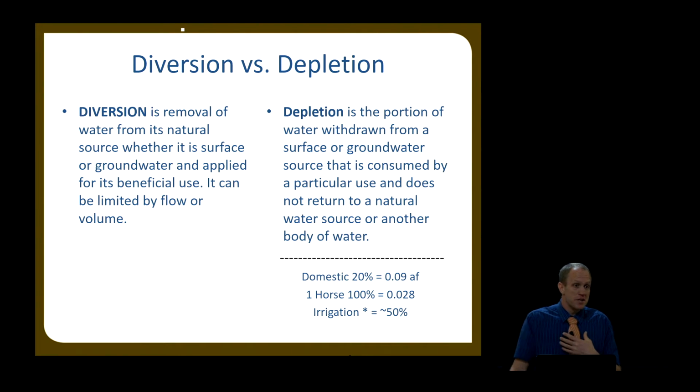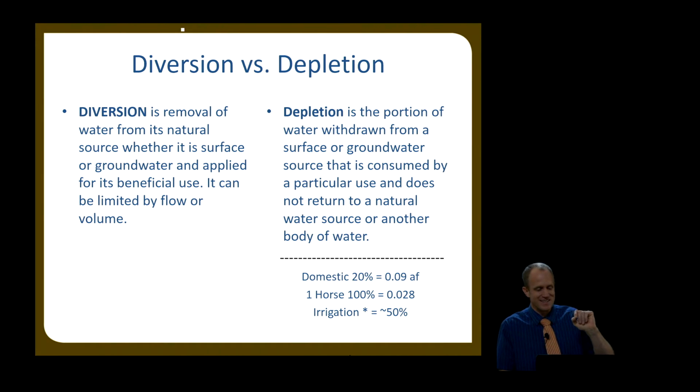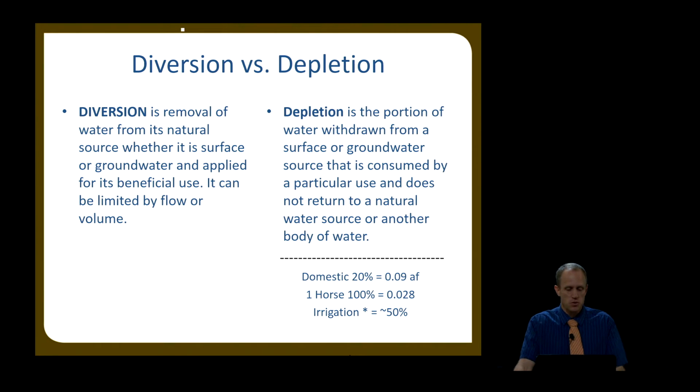Well, it's 100% depleted for me because that's what the Division of Water Rights said. Can you repeat the question? Yeah, I can. Sorry about that. The question was, why is livestock watering 100% depletive? Because there's an assumption that they may return some water to the system. And you probably have a valid point there.